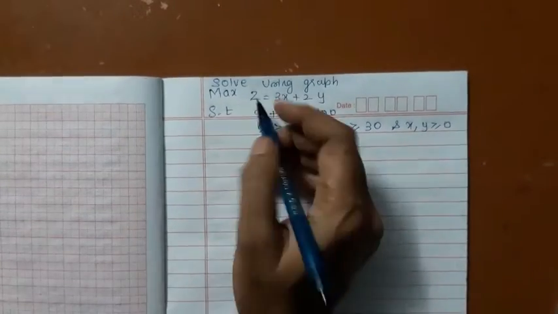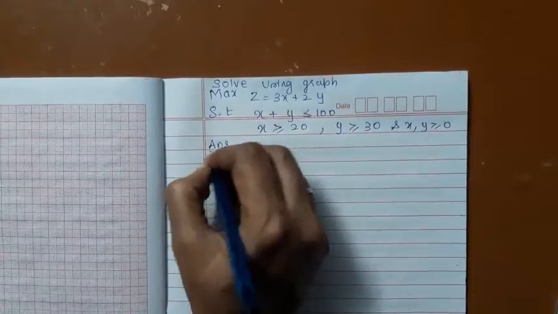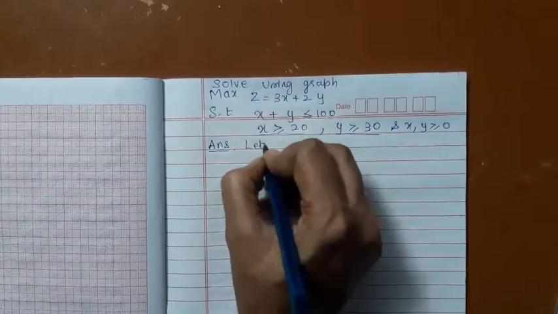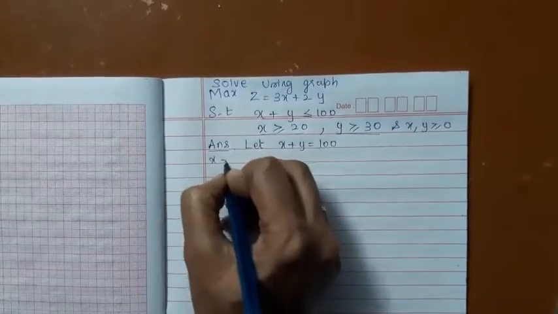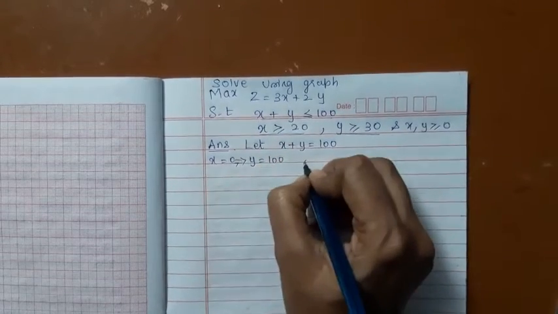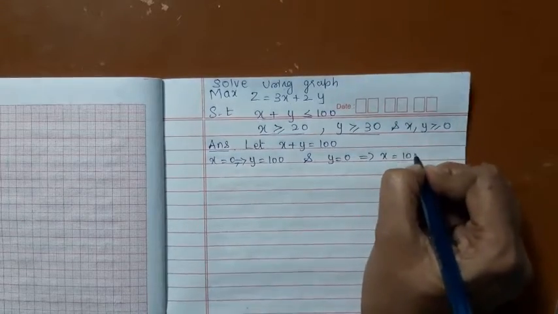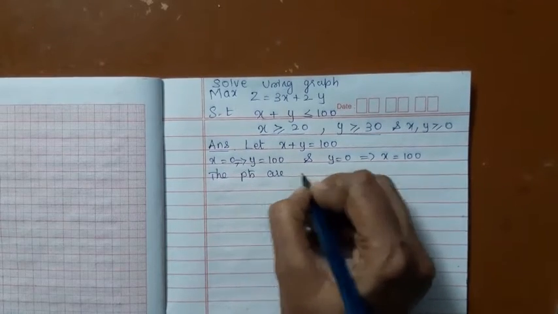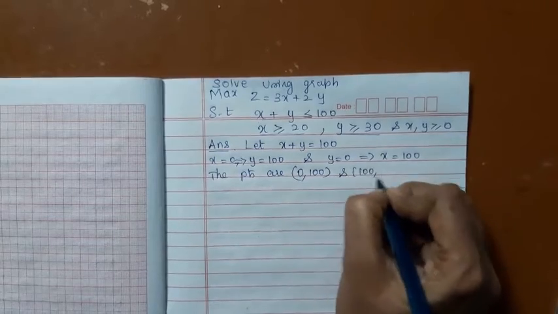Let us consider this problem of solving the LPP using graph. I have three constraints here. Let me consider the first constraint as an equation first. If I put x equal to 0, I'll be left with y equal to 100. And if I put y equal to 0, I'll be left with x equal to 100. So the points are 0, 100 and 100, 0.